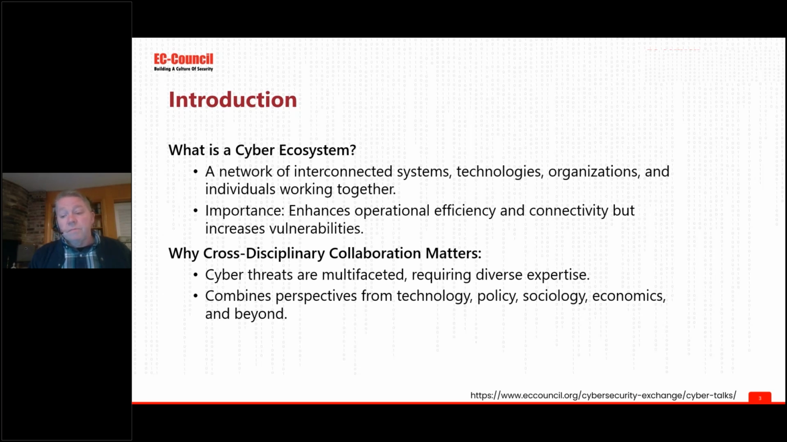And the sociology piece of this is also social engineering. We're all very familiar with that. Social engineering, phishing, this is very, very prominent nowadays.